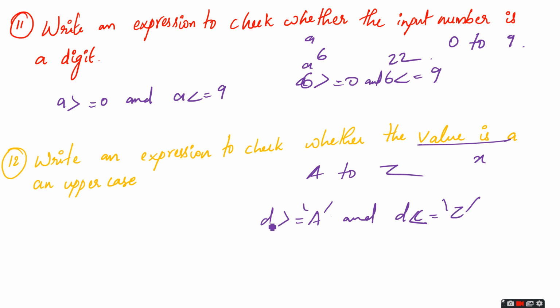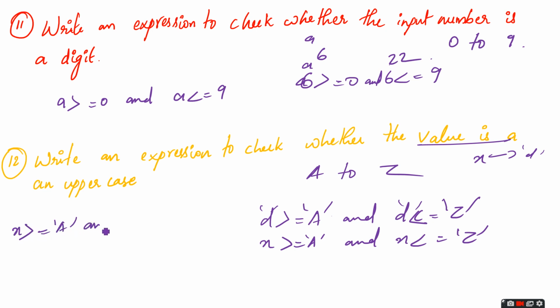Now see here, D is an uppercase letter. Now x refers to the value D. Instead of D we can write x. x is greater than or equal to 'A' and x is less than or equal to 'Z'. This is the answer. So we can write the expression like this: x is greater than or equal to 'A' and x should be less than or equal to 'Z'. That is the uppercase letter.